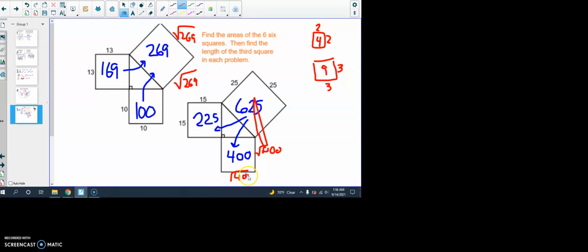Now sometimes, when we put these square roots in the calculator, they will give us a really long decimal number, which this one does. So we leave it as the square root of 269. And sometimes they will give us a really nice answer, and this one does. So the square root of 400 is 20.